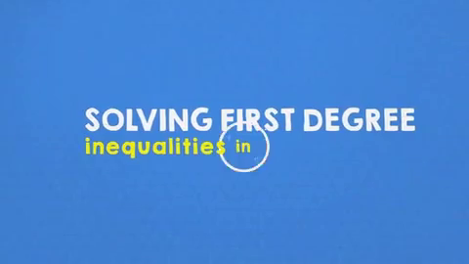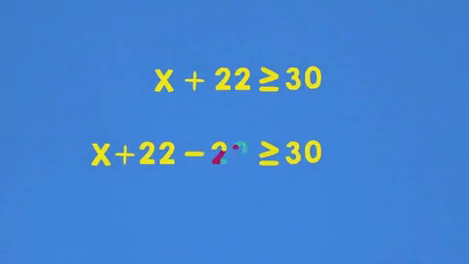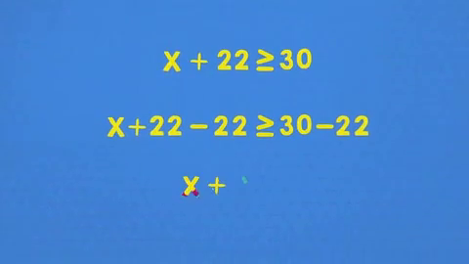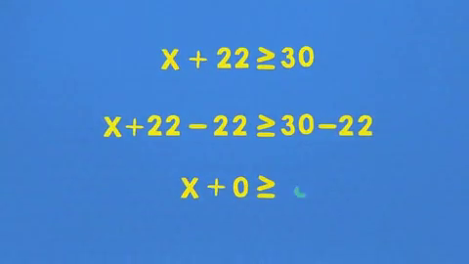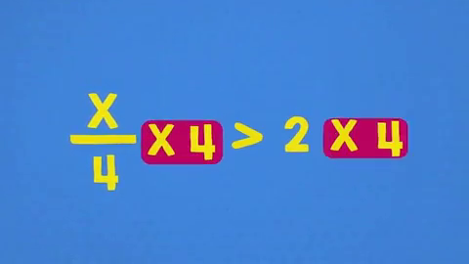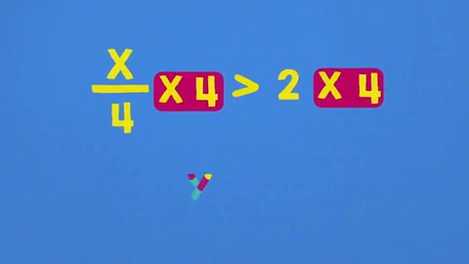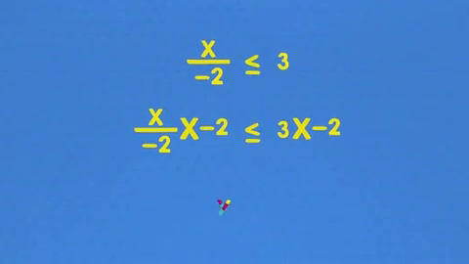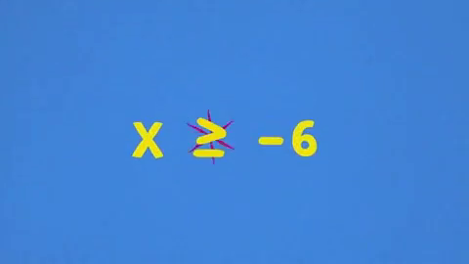Let's recap. Remember, when adding or subtracting a number to both sides of the inequality, the sign of the inequality stays the same. When a positive number is multiplied or divided by both sides, the sign also stays the same. But when we multiply or divide the sides by a negative number, we reverse the inequality sign.